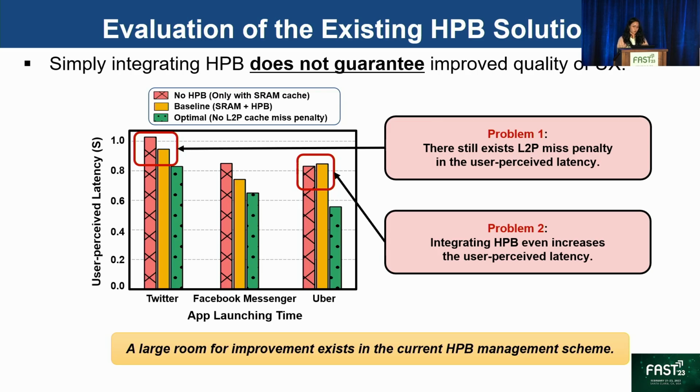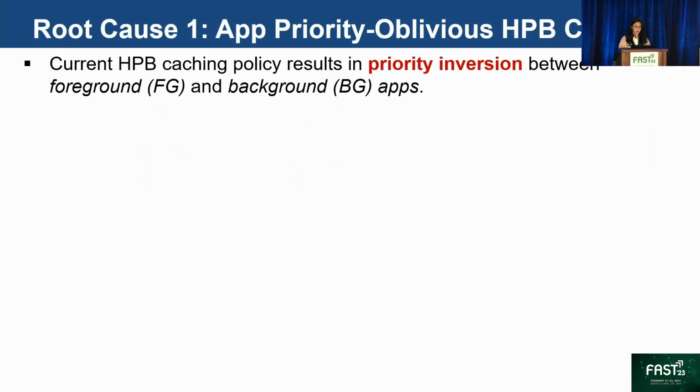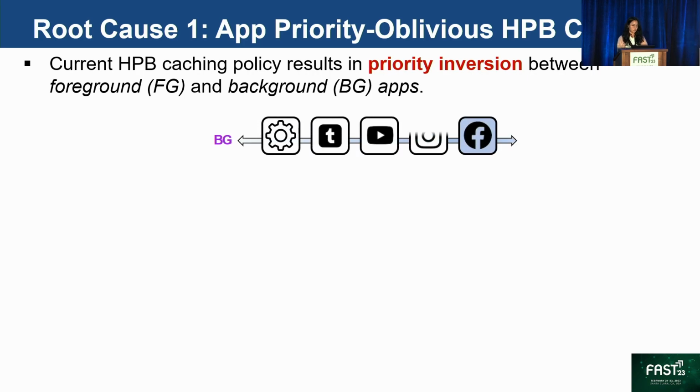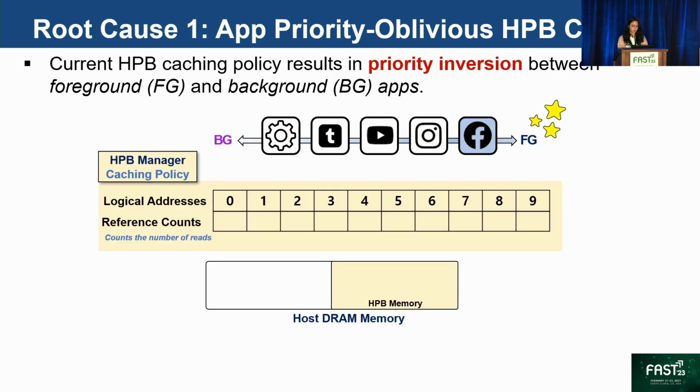So let me explain the root causes of the existing HPB management in more detail. The first root cause we analyzed is the app-priority-oblivious HPB caching policy, which results in priority inversion between foreground and background apps. To provide a high-quality UX, the user-interacting foreground apps should always be treated with higher priority than the previously interacted background apps. However, the current HPB management only focuses on improving the storage performance, which counts the number of references and caches entries with high reference counts that are over its predefined caching threshold.